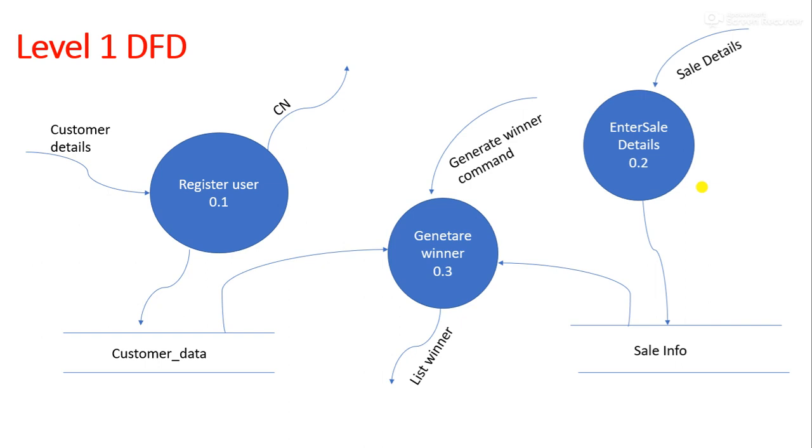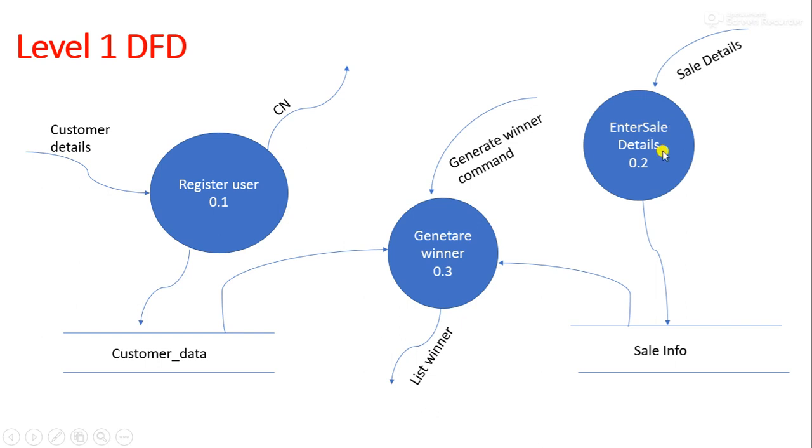And in our next level, we need to decompose those functions which consist of sub functions. Here this register user can't be decomposed because it is a single function. This function is simple, it takes the customer details and is responsible for storing this data only. So this register user can't have further sub functions, so we don't need to decompose this register function.